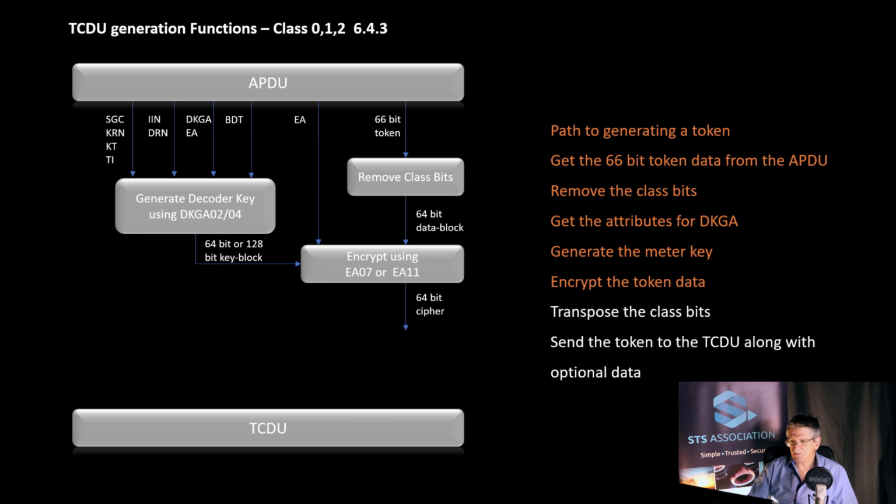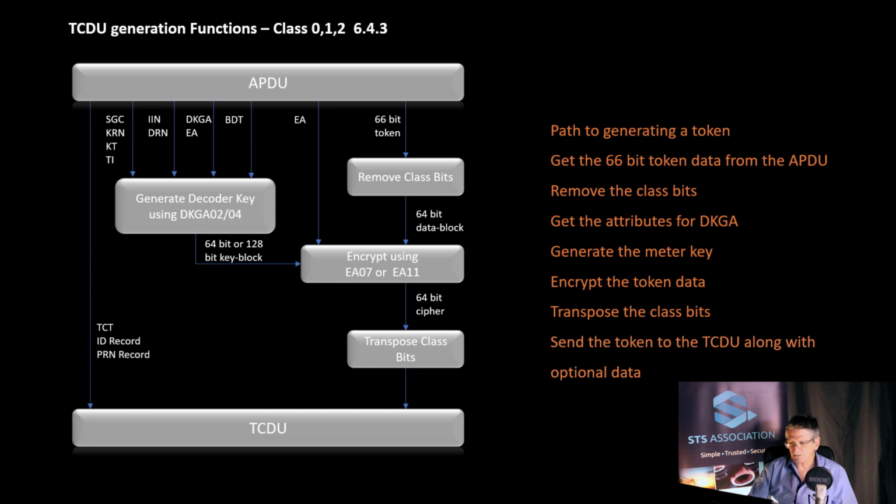Then using the EA you've selected, you can encrypt the 64-bit data block with the key block using either EA07 or EA11 encryption algorithm, and you'll end up with a 64-bit cipher. You then transpose the class bits and send the encrypted token down to the TCDU. In addition to that, you could also send, for example, for a paper token, a magnetic card token, the token carrier type, the ID record, and the print record, if you so wish.